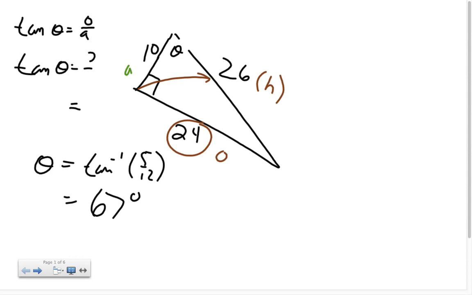24 over 10, which is 12 over 5. Okay? Fact is, we're just looking for the ratio. That's all these trigonometry functions, as we call them. They're really just ratios. If we want to find the angle, that's totally something different. We need to do the inverse of these trigonometry ratios. And that's what question D is.